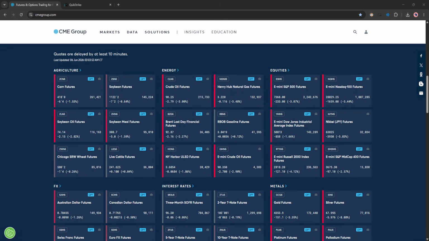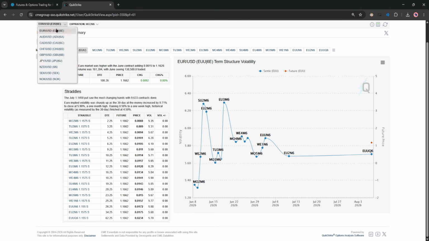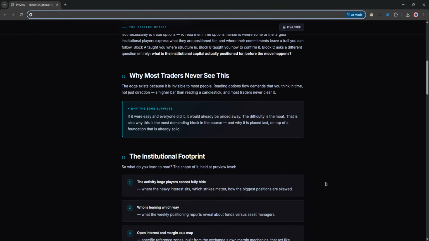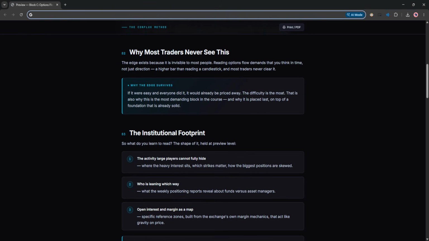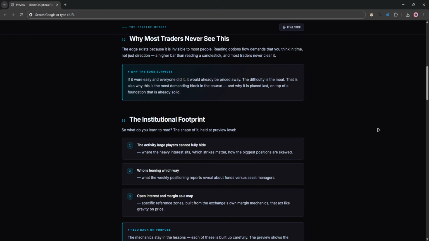The reason this edge exists is that it is invisible to most people. Reading options flow demands that you think in time, not just direction. A higher bar than reading a candlestick, and most traders never clear it. That is exactly why the information stays useful. If it were easy and everyone did it, it would already be priced away. This block is the most demanding one in the course, which is precisely why it is placed last, on top of a foundation that is already solid.